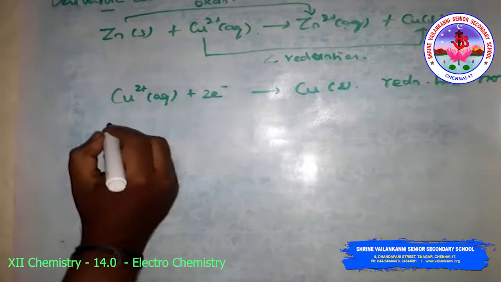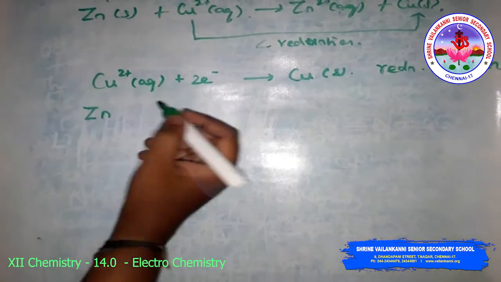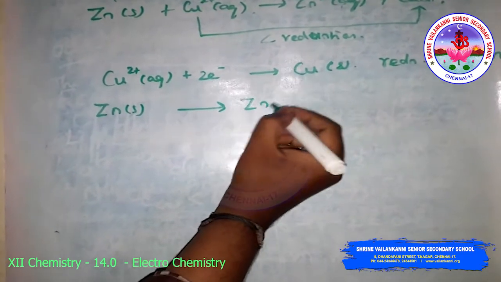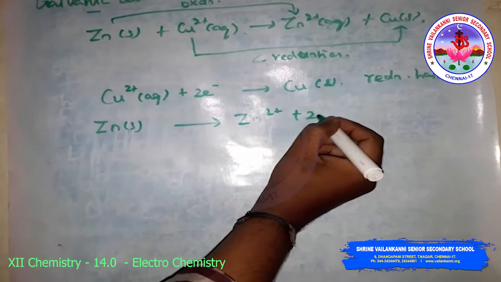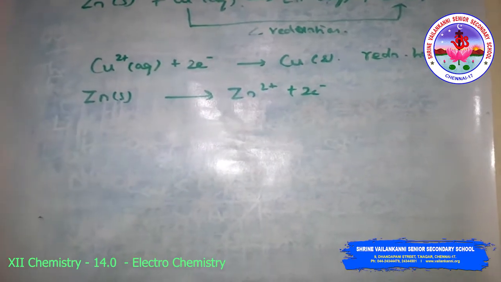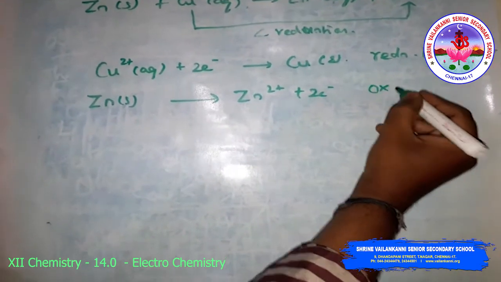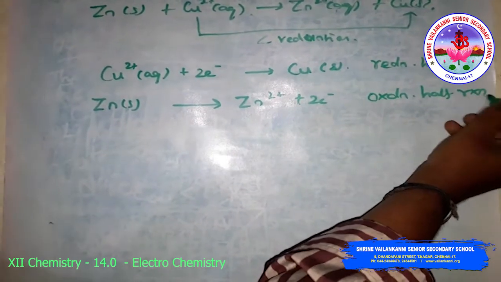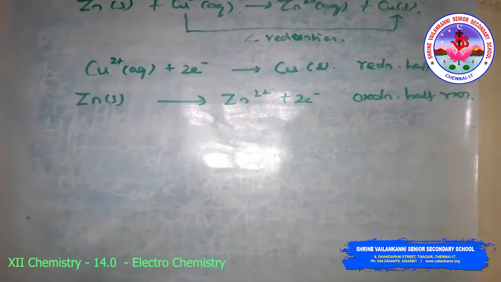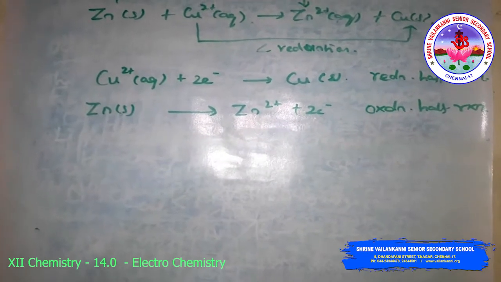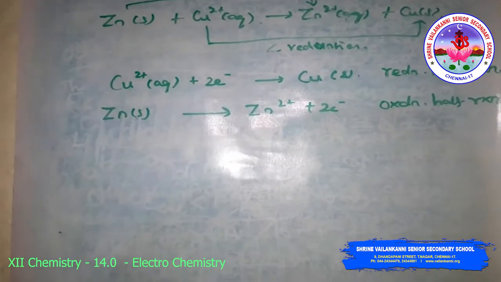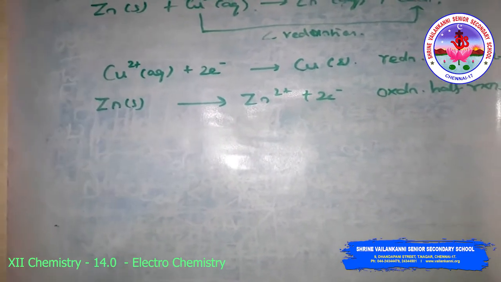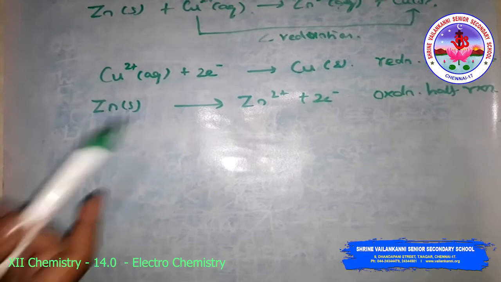Then in zinc, loss of 2 electrons, it undergoes oxidation. So Zn2+ and 2 electrons. Okay, this is the oxidation half cell reaction. Now this couple is called the redox couple. See, the copper electrode is the reduction half cell, and the zinc electrode is the oxidation half cell.